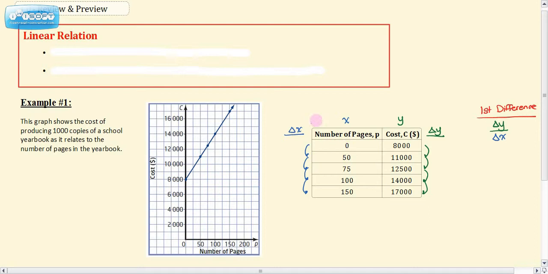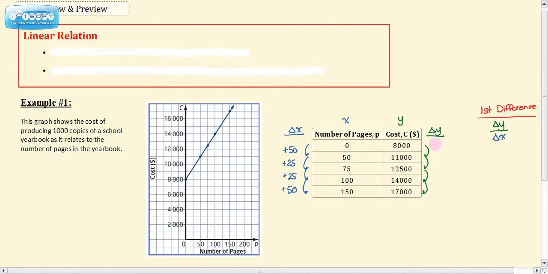So let's look at the change in x. To go from 0 to 50, I have to go up 50. 50 to 75 is plus 25. 75 to 100 is plus 25, and 100 to 150 is plus 50.